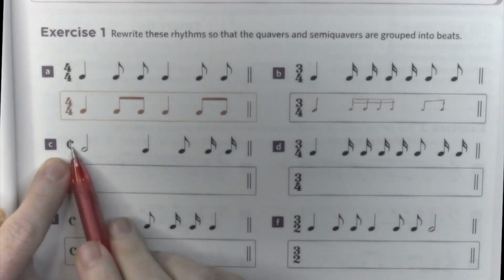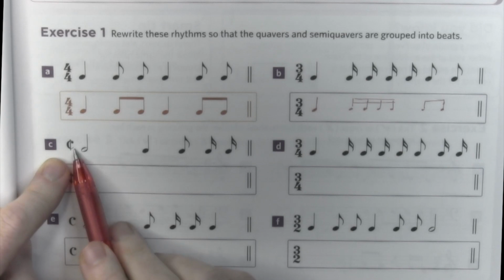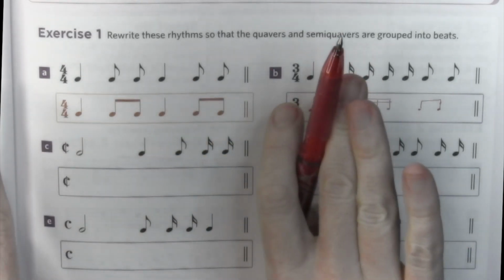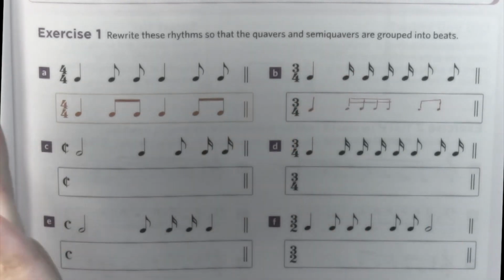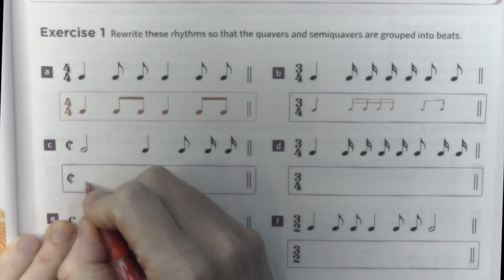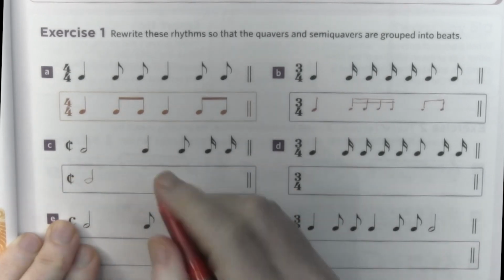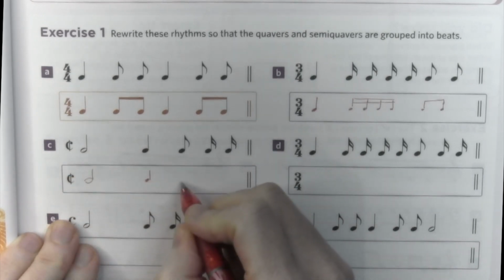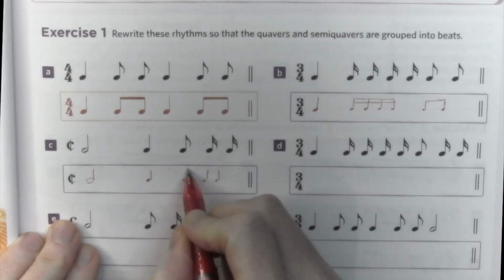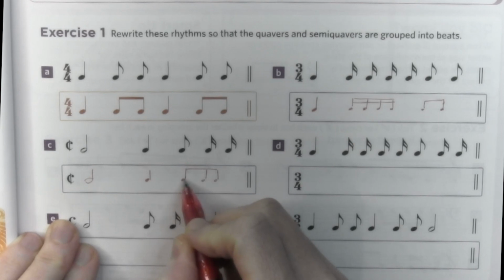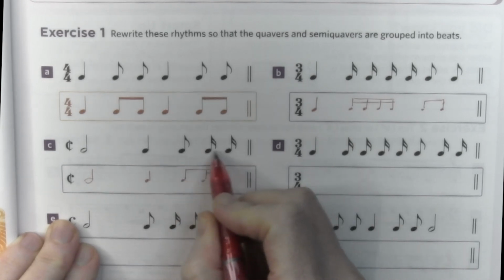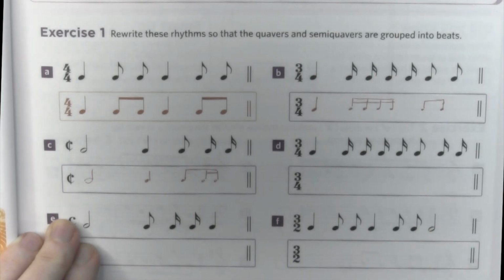Next one, we are in 2 halves, which means 2 minims. So we need to see the 2 minims well separate. 1 and 2. 1 is here and 2 is in the rest of the bar. So whatever we can join, we do. This means that these notes share 1 flag and they have 2 flags, these 2 semiquavers.